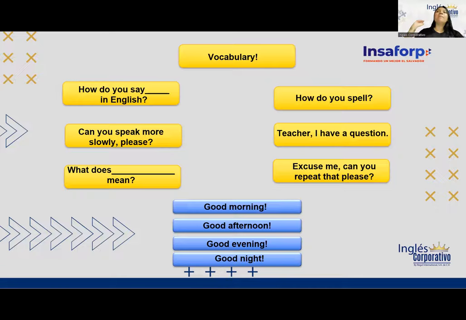Teacher, how do you say blanco in English? Teacher, how do you say tomate in English? Teacher, how do you say cacerola in English? Teacher, how do you say espejo in English? Lo que usted quiera. Teacher. Yes. How do you say conocimiento in English? Knowledge. How do you spell knowledge? K-N-O-W-L-E-D-G-E, knowledge. Oh, okay, thank you.